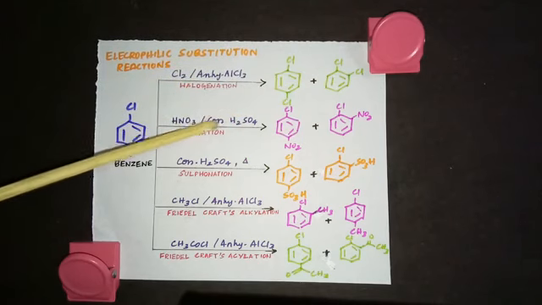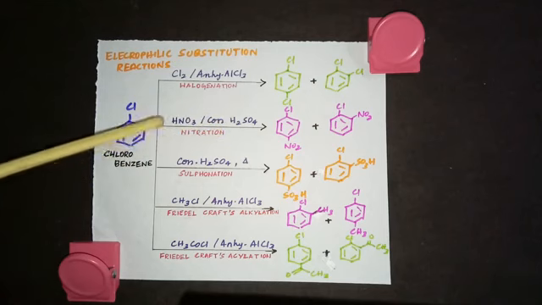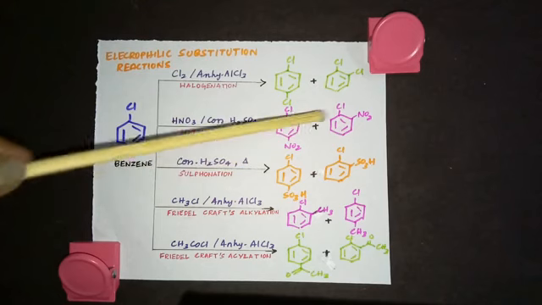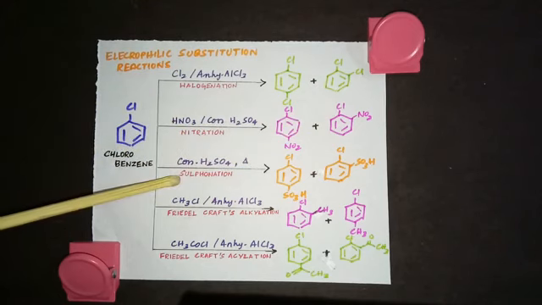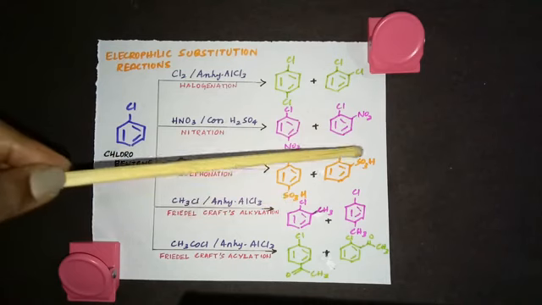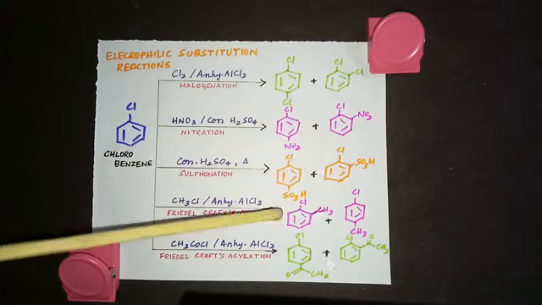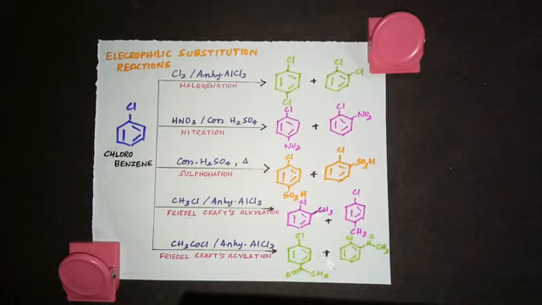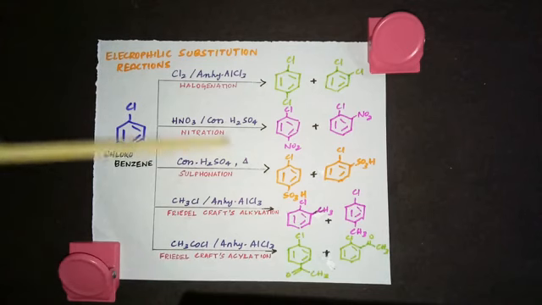And now HNO3, concentrated H2SO4. What is the electrophile here? NO2+. Here Cl+. Here NO2+. You are getting NO2 at para and ortho position, and in the case of sulfonation, SO3H at the para and at ortho position. In Friedel-Crafts alkylation, CH3, and in Friedel-Crafts acylation, COCH3. And in all the cases, which is the major product? Para substituted product is the major product. So remember the reagents used and what is the electrophile generated from these reagents so that you can predict the products easily.